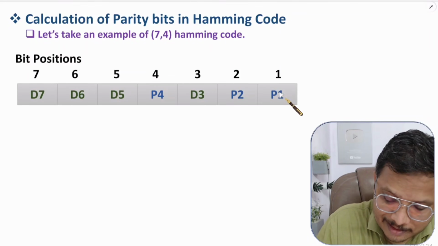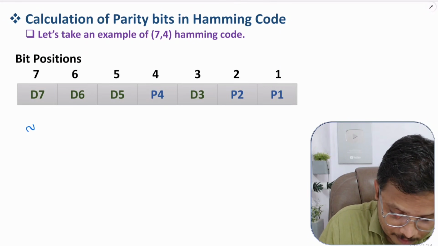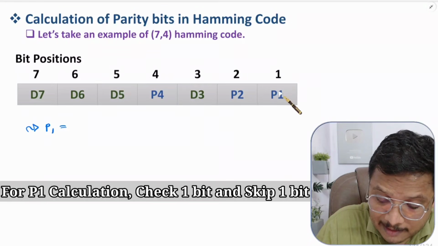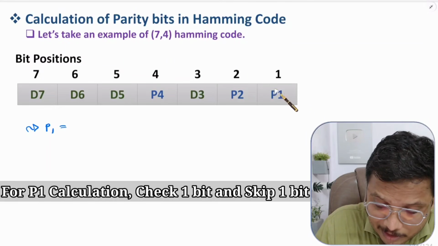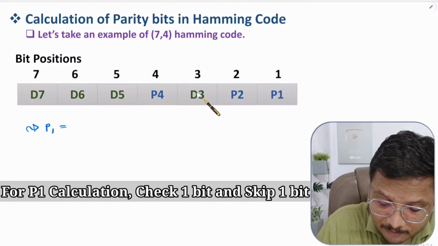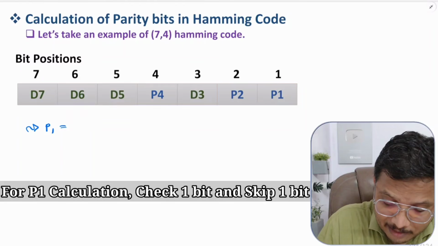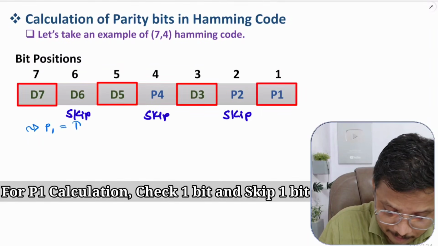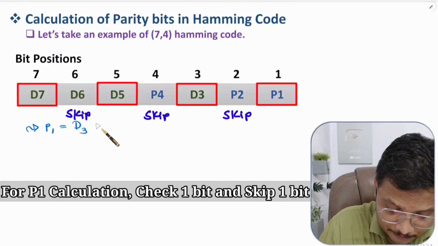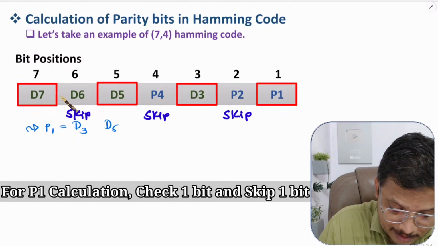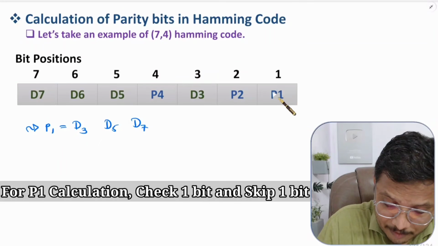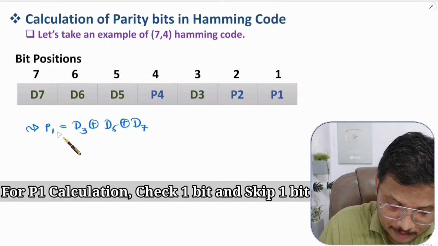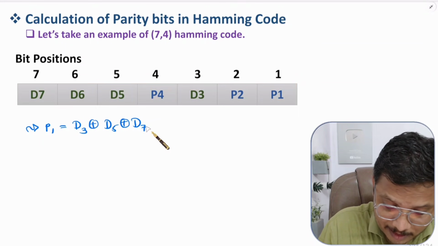So first let us see how we can calculate P1. P1 we need to calculate as per check 1 bit and skip 1 bit. Again, P1 calculation is as per check 1 bit and skip 1 bit. So here P1 will be this, and after that we need to skip 1 bit and check 1 bit. So D3, then skip this, D5, then skip this, D7. So for P1 check 1 bit, skip 1 bit, and here we need to perform XOR operation. So P1 is D3 XOR D5 XOR D7.